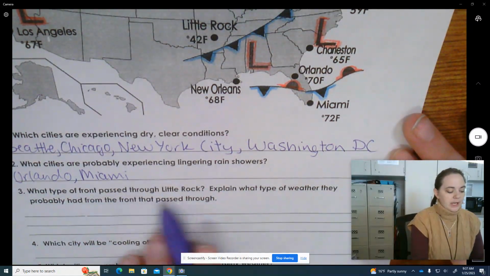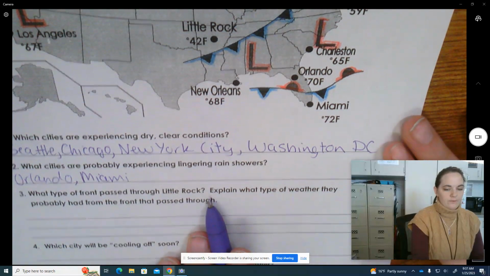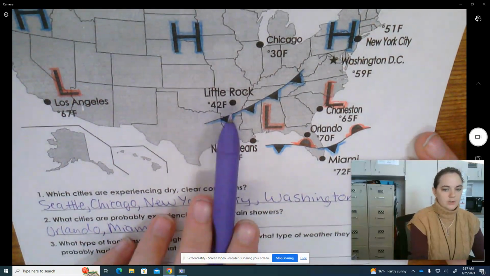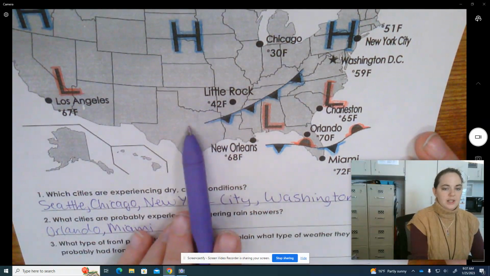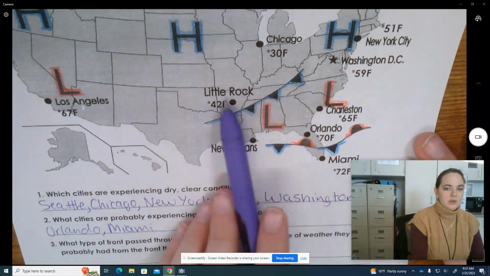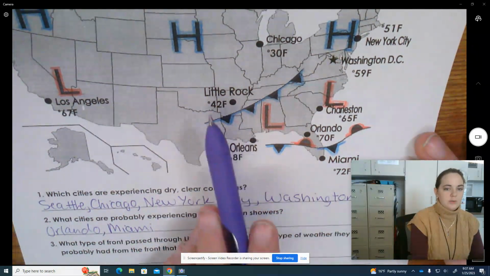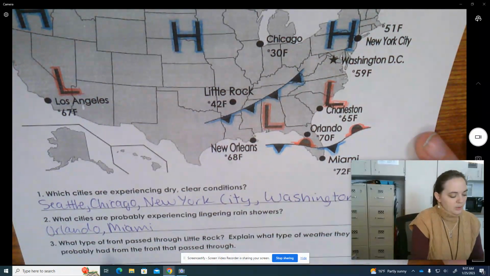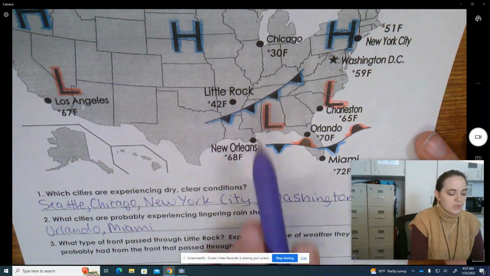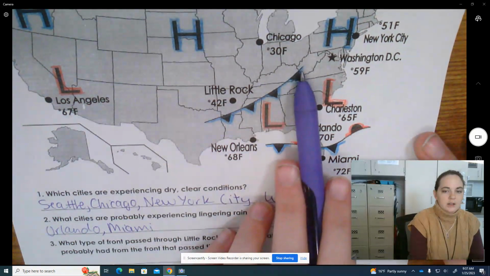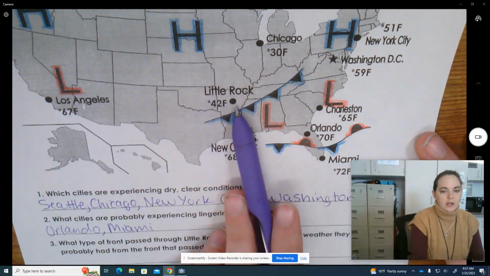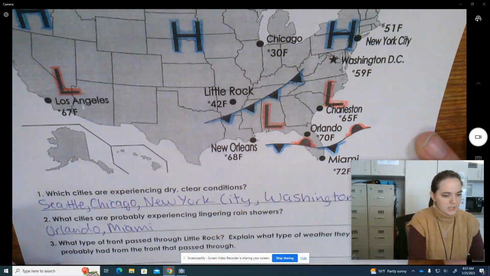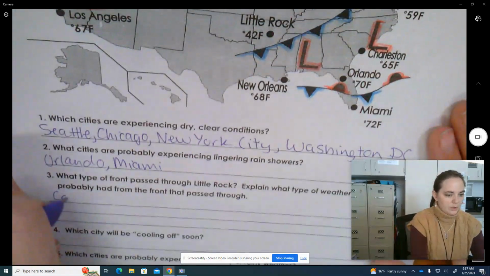What type of front passed through Little Rock? Well, let's look. Little Rock is right here. You see this one? See how it's moving in this direction, so it probably came from up here. So explain what type of weather they probably had from the front that passed through. So right here, Little Rock experienced a cold front. So we're going to put cold front.